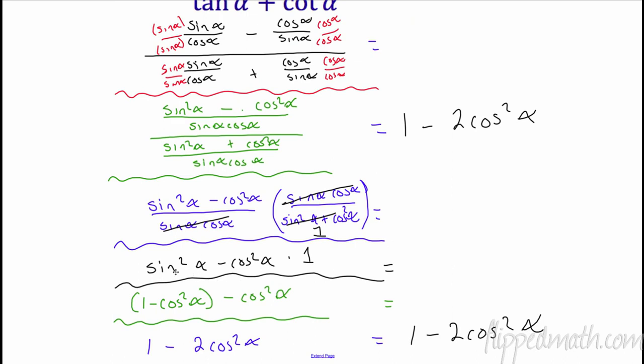The last two things I did was I took my sine squared and changed that using my Pythagorean identity to 1 minus cosine squared alpha minus cosine squared alpha, and then combined like terms. I have 2 negative cosine squared alpha, so 1 minus 2 cosine squared alpha.